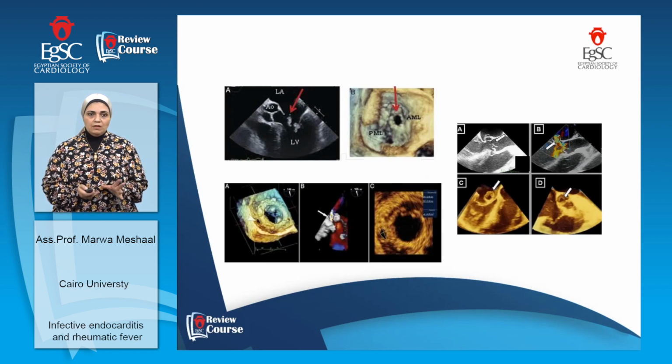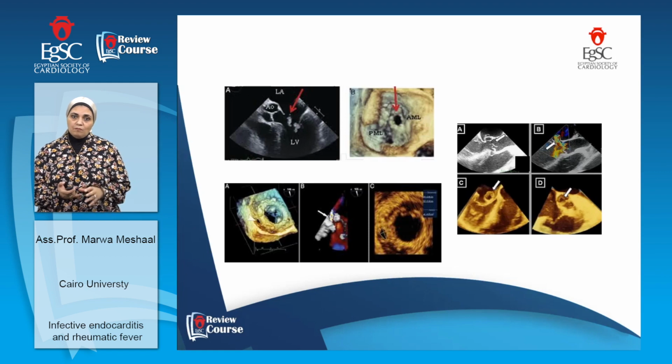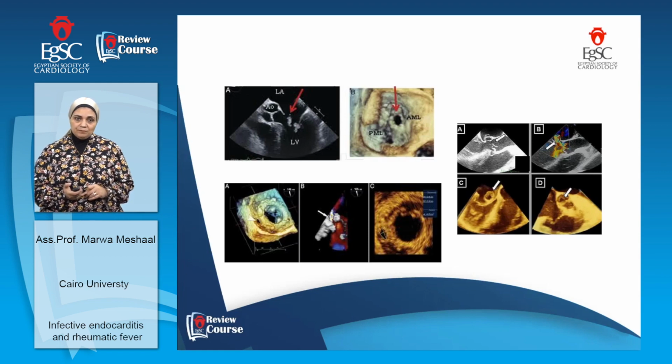These are some images of the transthoracic and transesophageal 3-dimensional echo, where in the picture in the left upper corner, there is a suspected perforation that has been confirmed by the 3-dimensional echo. And for the picture on the right side, here you can diagnose, with the help of the 3-dimensional echo, a valve aneurysm or abscess.